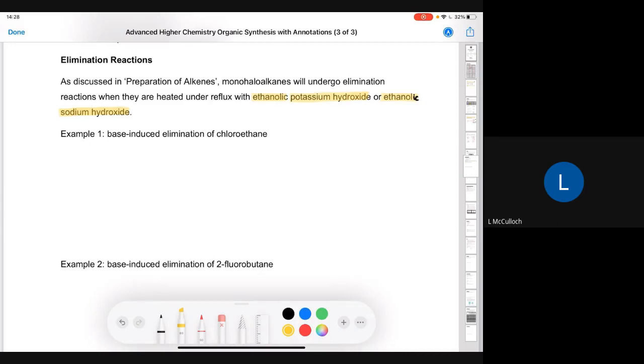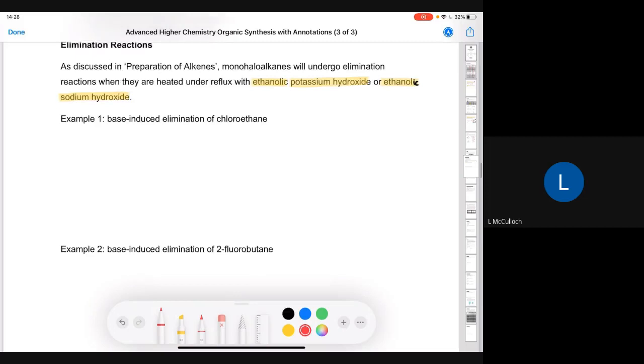Okay, so let's look at the couple of examples that we've got here. So base-induced elimination of chloroethane. So the first thing I'm going to do is draw chloroethane out. Right, so there's my chloroethane. And we're going to draw our reaction arrow. And on top of that reaction arrow, I'm going to pop my potassium hydroxide, KOH, and then indicate that it is dissolved in ethanol by putting the word ethanol in brackets after the KOH.